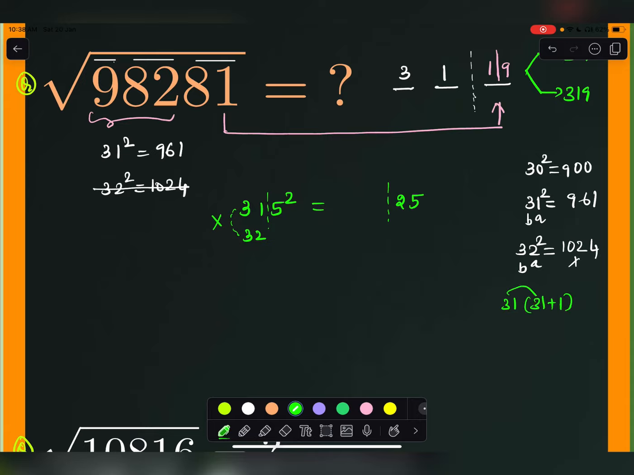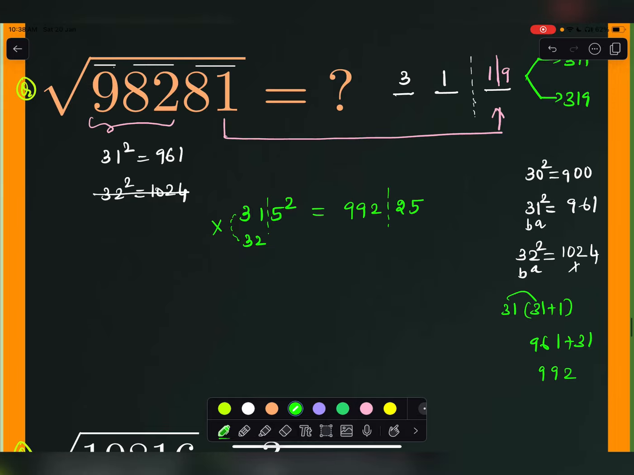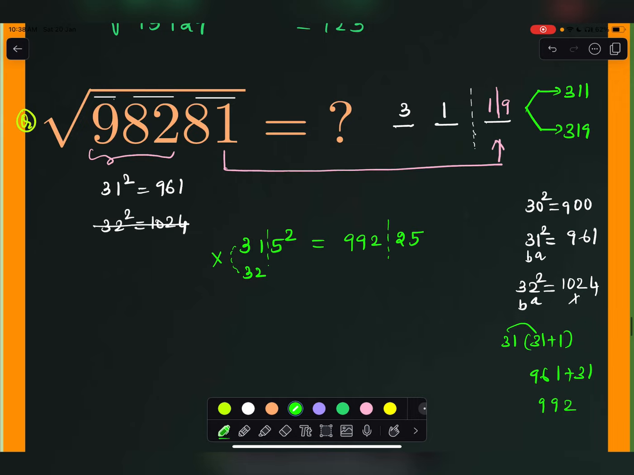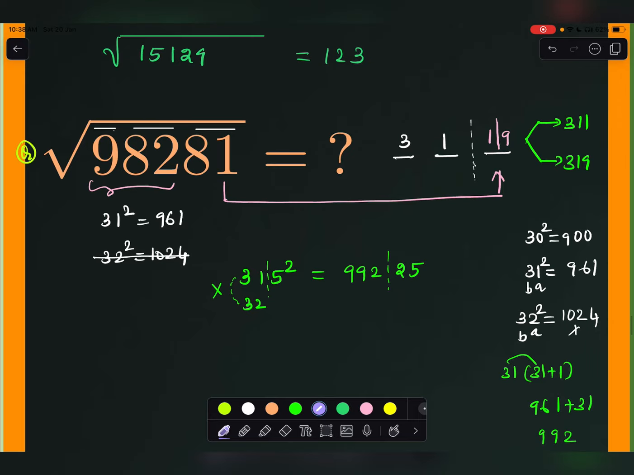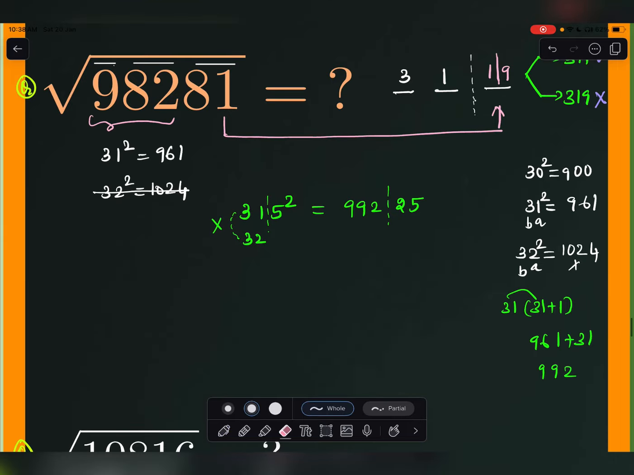Already we know 31 square is 961 plus 31. How much will we get here? We'll get 992, right? 992 will get it. Clear? Now we'll compare it, right? When compared to 315 square, your number is a lesser value. Definitely its square root value is less than 315, right? So it is 311 only. So 319 I'm cancelling, right?